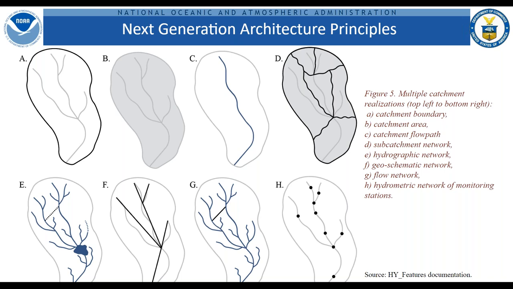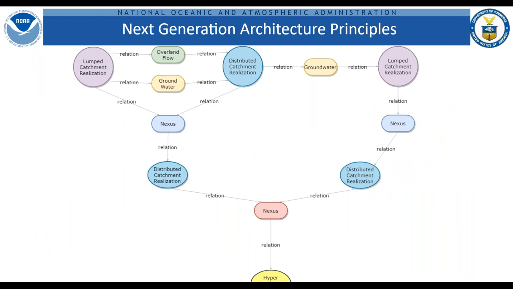We'll be able to calculate hydrology differently in the southeast versus the northeast versus the southwest versus the northwest. So we're very early in this concept, but this seems very exciting to us at this point. And so what this may look like is you can have a lumped catchment realization in the same hydrologic network, or the same calculation regime, as a distributed catchment realization.